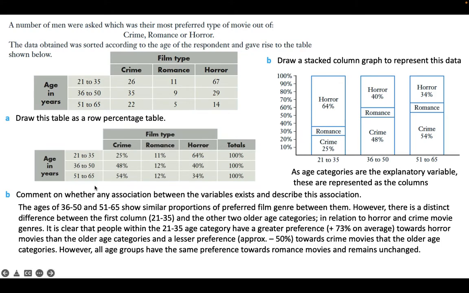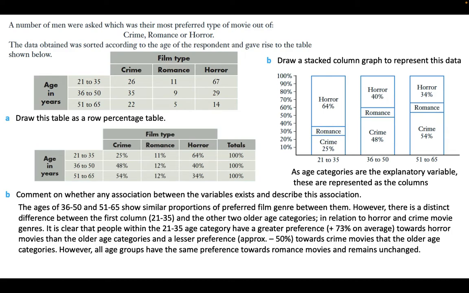So you could summarise it by saying the ages of 36 to 50 and 51 to 65 show similar proportions of preferred film genre. However, there is a distinct difference between the first column, age 21 to 35, and the other two older categories. And this is in relation to horror and crime movie genres. And it is clear that people within the younger age group of 21 to 35 have a greater preference, roughly 73% more on average, towards horror movies than the older age categories, and a lesser preference, approximately 50%, for crime movies compared to that of the older age categories.